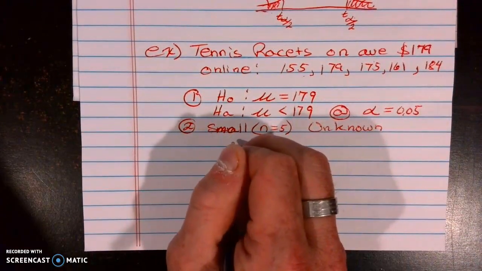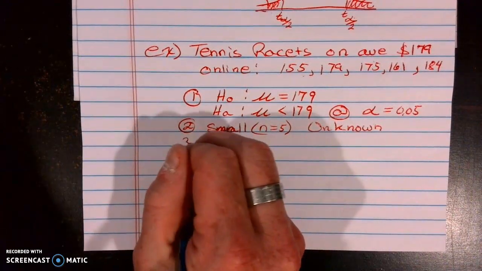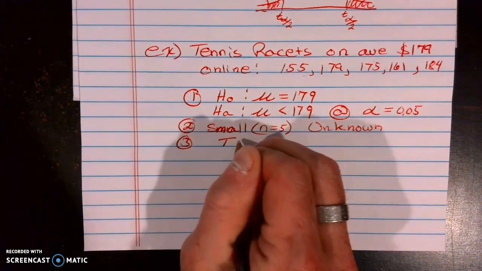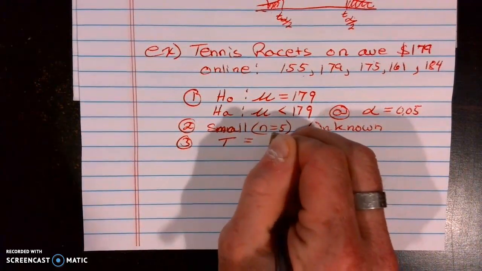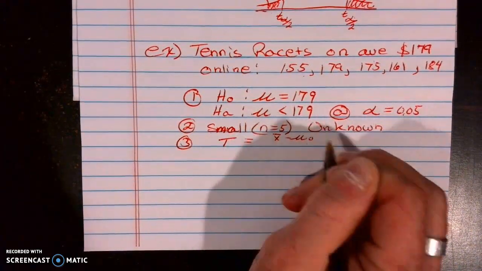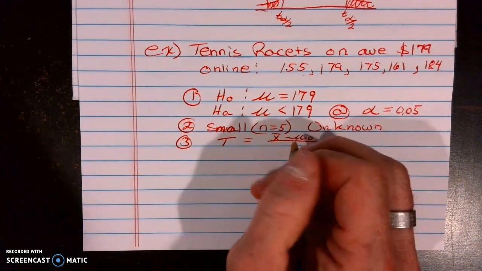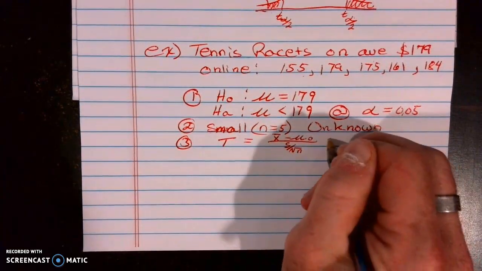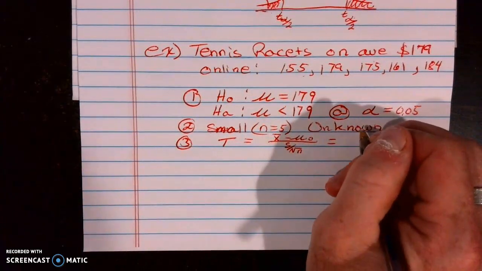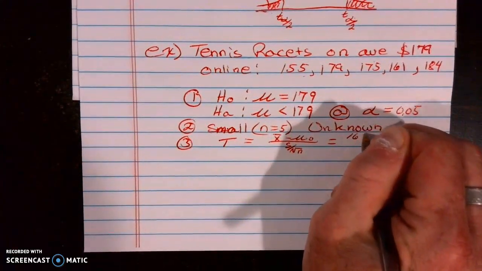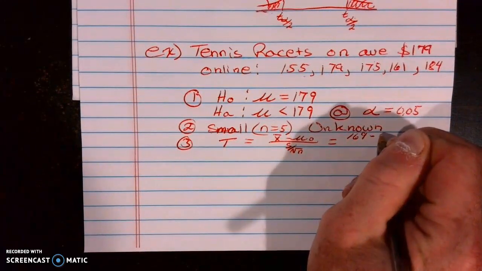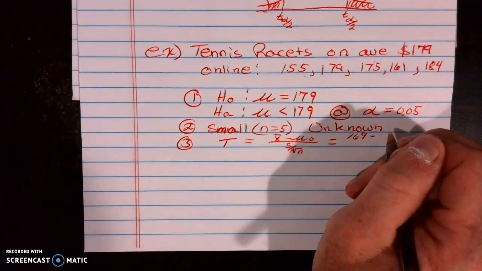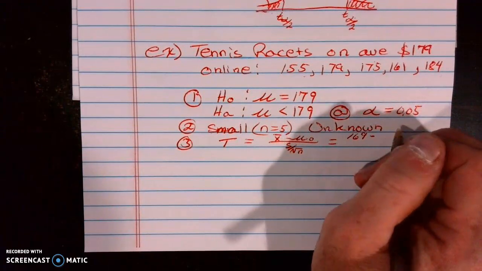So with that being said, that means that we are going to calculate t, right? So 3 would be t is going to equal x minus the sample mean divided by the standard deviation over the square root of n. So therefore, our value of t is going to equal 169 minus 179.